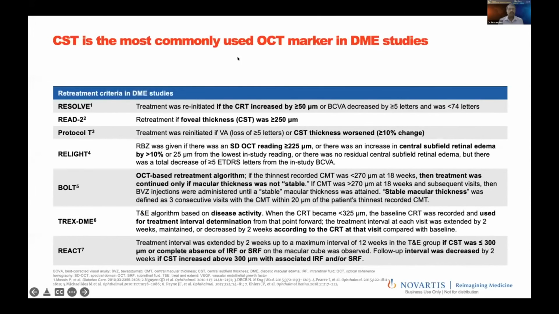So what do we look out for in the OCT? We look at central subfield thickness. So these are the various studies. The criteria for retreatment is based on whether the CRT is increased by 500 microns or it is worsened by 10%, or you can also look at absolute values where the CST is more than 250 microns if you're using a SD-OCT, or if you're using a time domain, it's 250 and SD-OCT is 300.